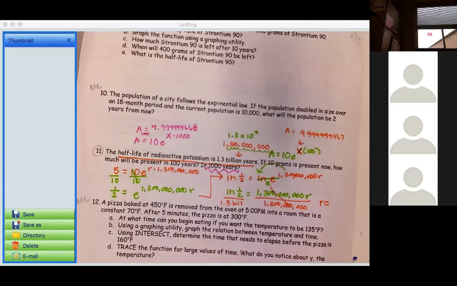That's okay. So you put in 2. So it says it doubles in 18 months. So you should put 1.5, right? Okay.